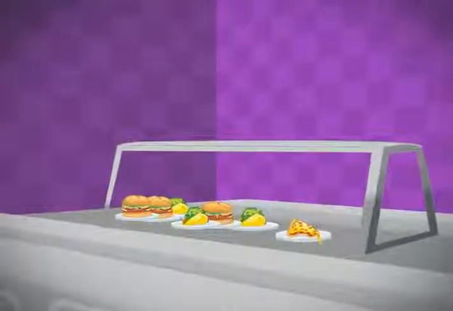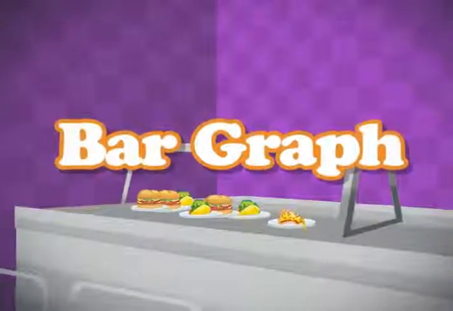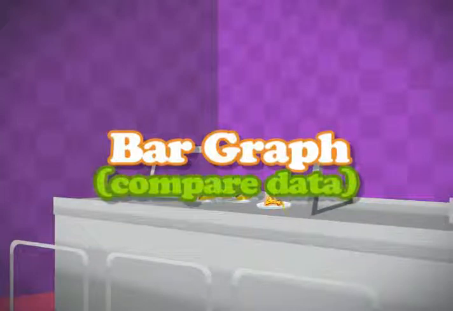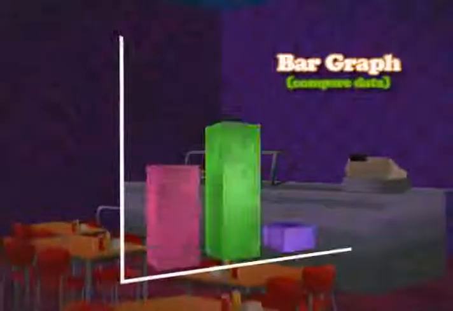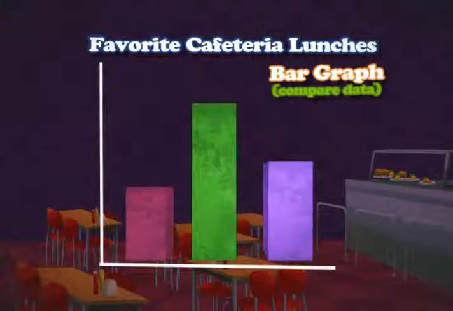Hello, boys and girls. Today we're going to work on the bar graph, reading and understanding the bar graph. Here the bar graph focuses on comparing data. Data means information. Remember that. Here we have a bar graph, and the title of this graph is called Favorite Cafeteria Lunches.